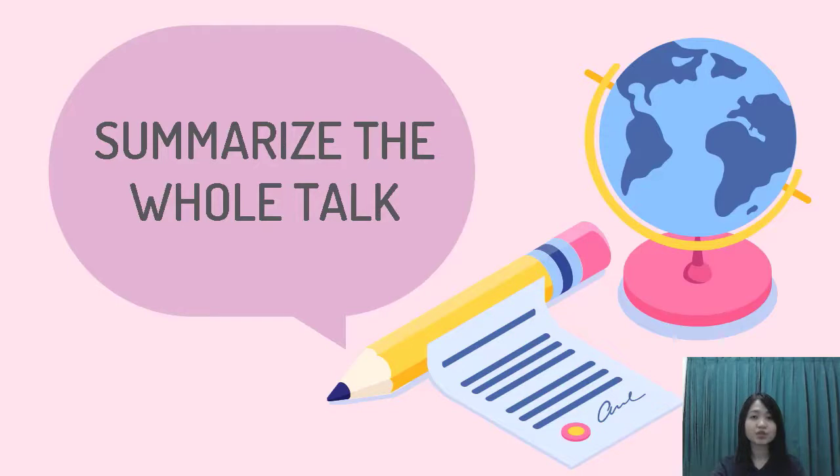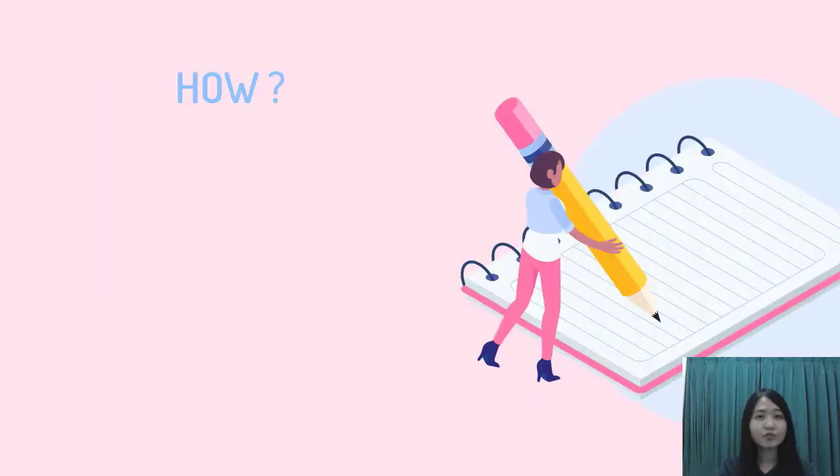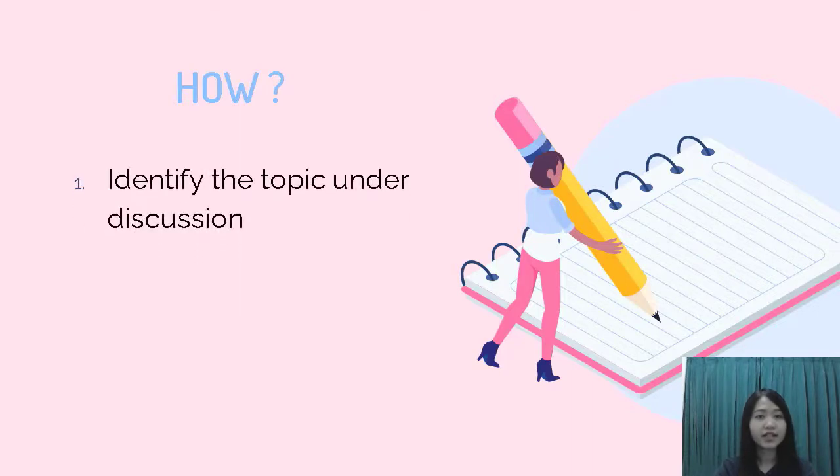You're supposed to understand the speaker's general purpose of giving a lecture, or speech, or having a conversation as well. How to summarize the whole talk? The first thing you need to do is identify the topic under discussion. In a lecture, or speech, or discussion, pay attention to expressions that indicate the topic. For example, today's talk is on. Today we are going to discuss. Now we are going to talk about.